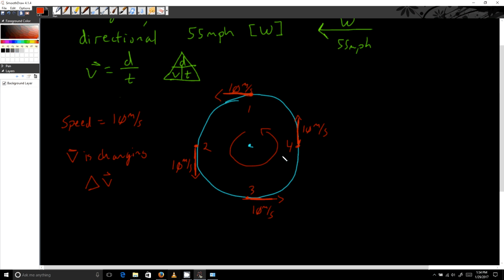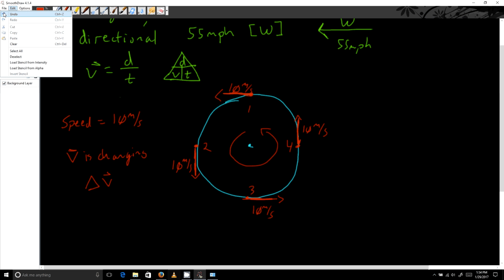And this is going to be really important when we're talking about acceleration, because, let's make a new screen here.